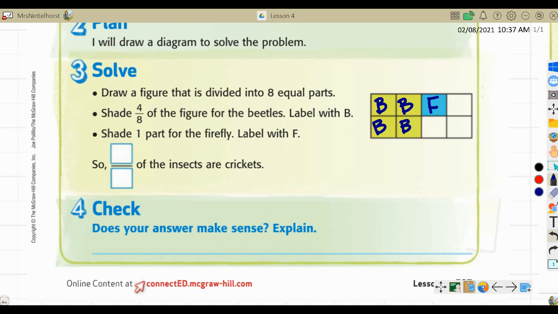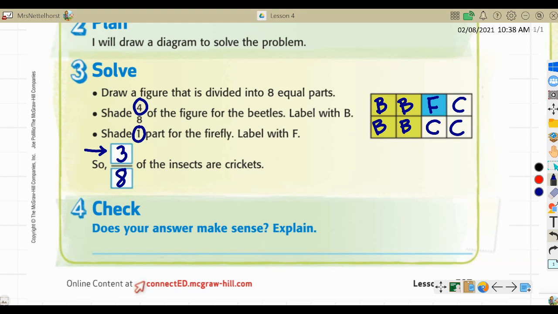Okay, so what of the insects are crickets? Well, if the rest are crickets, I can mark these with a C. And so I have 3 out of 8 parts that are crickets. So 3/8 of the insects are crickets. Does your answer make sense? Well, it should equal 8 altogether. So if I have 4 beetles and 1 firefly, 4 plus 1 is 5, plus 3 more is 8. So that would make sense because that accounts for all 8. So does your answer make sense?